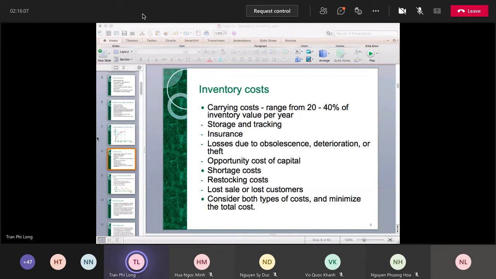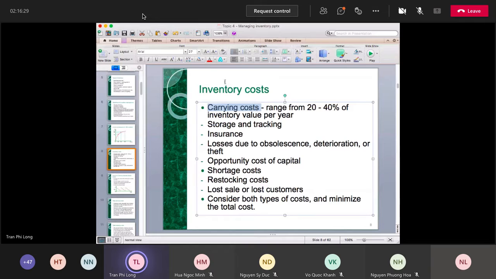So from this slide, we will talk about the economic ordering quantity. Firstly, this slide introduces the inventory cost. Inventory cost will include the carrying cost and the shortage cost.